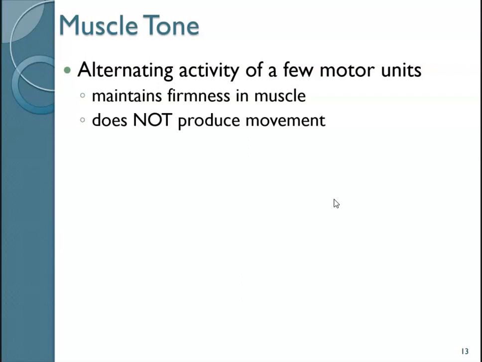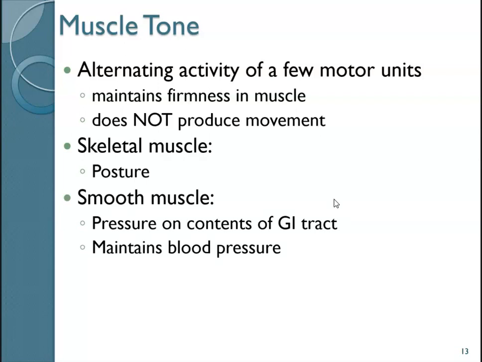Okay, so there is still some firmness in the muscle. Skeletal muscles have a constant muscle tone, for example in the muscles that we use for posture, our neck and back muscles, right? Smooth muscles have a similar thing happening in our hollow tubes, say, our stomach, for example.